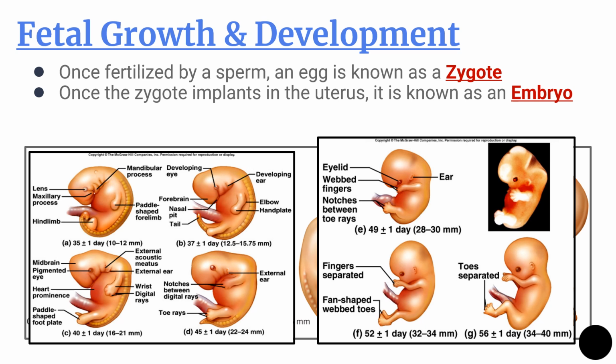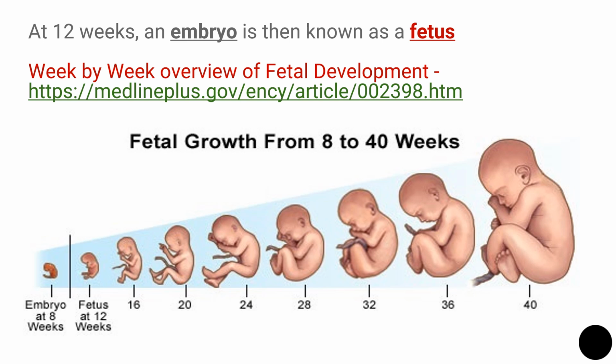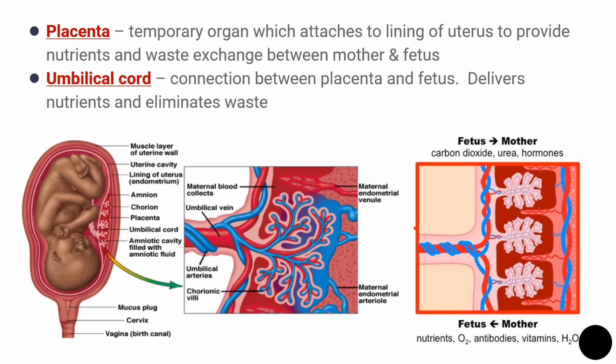So here are a few different graphics on that for you all. I included a whole lot of graphics so that you are able to see this a few different ways. The process of pregnancy lasts about 38 to 40 weeks, or 9 months. We refer to this as being 3 trimesters long. At 12 weeks, the embryo is then known as a fetus, and I've included a week-by-week overview of fetal development here for you all. Your book goes into a little bit, but if you are curious and want to know more about what that week-to-week fetal development looks like, there is a resource for you.